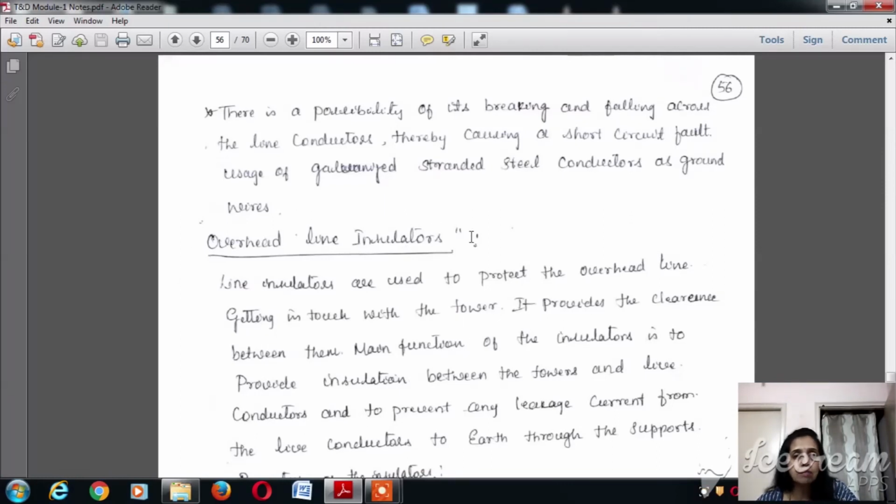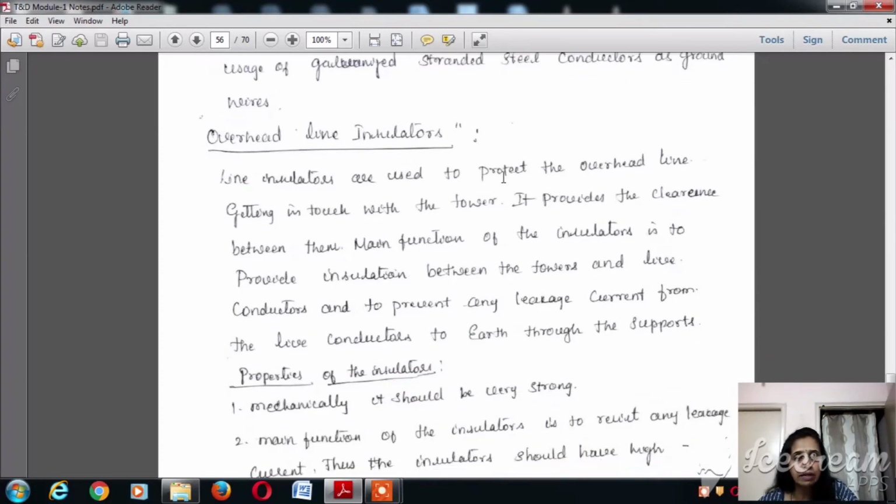There is a possibility of its breaking and falling across the line conductors, which is dangerous and may result in a short circuit of the conductors. And the usage of galvanized standard steel conductors as ground wires seems to be the better option.